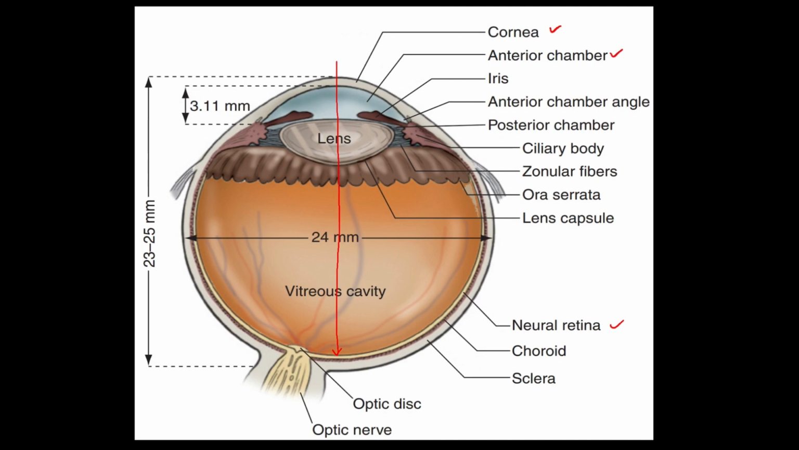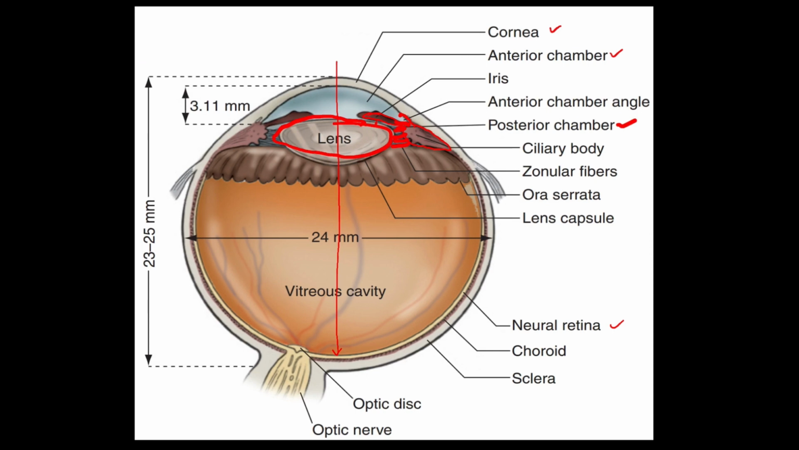Then the iris. The iris is a part of the uvea, the vascular coat of the eye. The anterior chamber angle is the angle between our cornea and the iris. Then the posterior chamber, which is present between the lens and the iris. The space in between is known as the posterior chamber. Then the ciliary body, which is also a part of the uvea, has attachment to the lens via zonular fibers.